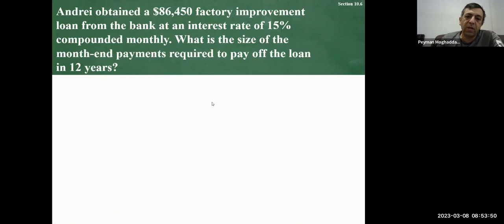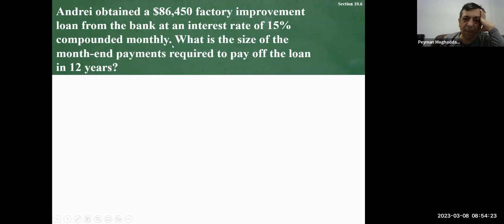All right, so let's solve that problem. Andre obtained a 86,450 factory improvement loan from the bank at the interest rate of 15% compounded monthly. Okay, what is the size of month's end payment required to pay off the loan in 12 years? Okay, month's end payment. Okay, so now this is basically an annuity problem. Why is it an annuity problem? Because at the end of every month, Andre needs to make a payment for 12 years, right? So this is an annuity problem.